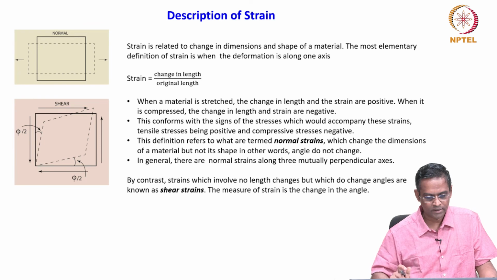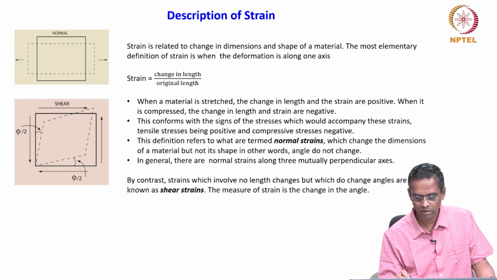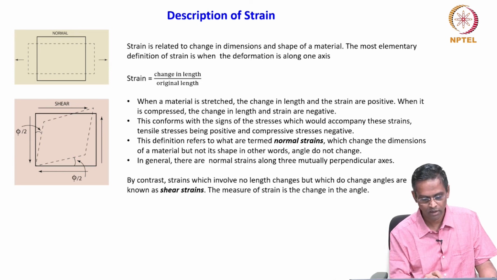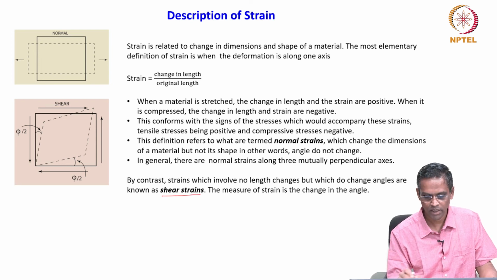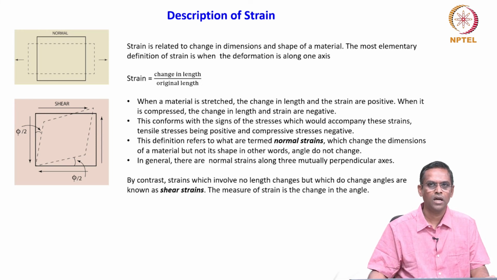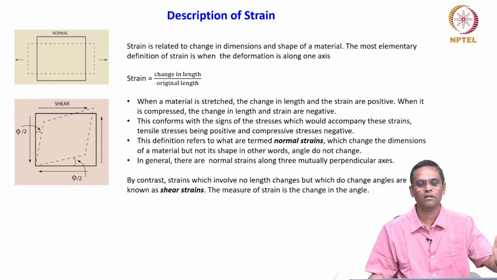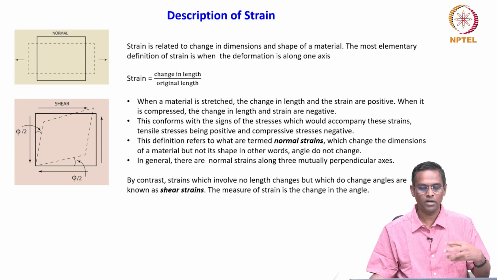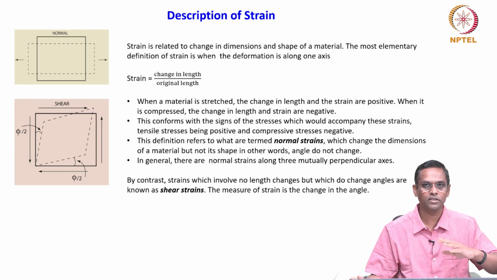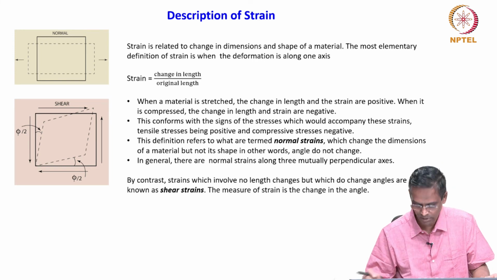So, by contrast, strains which involve no length changes, but which do change angles are known as shear strains. So, normal strain and shear strain. These are all very subtle definitions, but it is useful if you pay some attention to the details involved, because you can relate these things later on, for example, if you say deformation. So, what causes deformation? Is it just a simple length change, or is it a slip, or we will use a lot of terms, right? So, these small details only bring in clarity later. That is why we are paying attention to this.